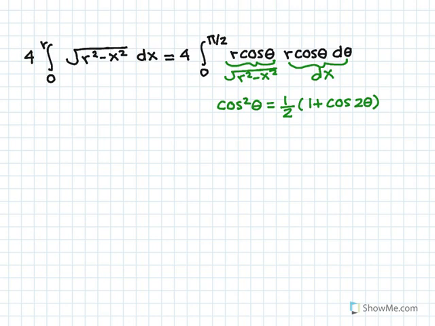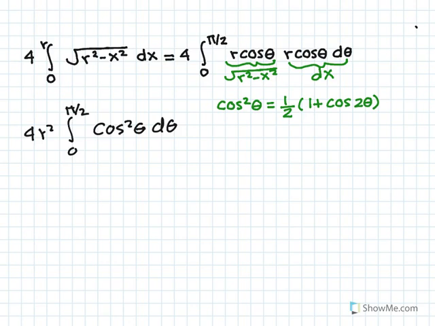Alright, so what we have shown is that 4 times the integral from 0 to r of root of r squared minus x squared dx is 4 times the integral from 0 to pi over 2 of r cos theta times r cos theta d theta. So we have a trig integral, and we're going to solve it. r times r is r squared. It's a constant. It can pass right through the integral, so we get 4r squared times the integral from 0 to pi over 2 of cos theta times cos theta. That's just going to give us cos squared theta d theta.